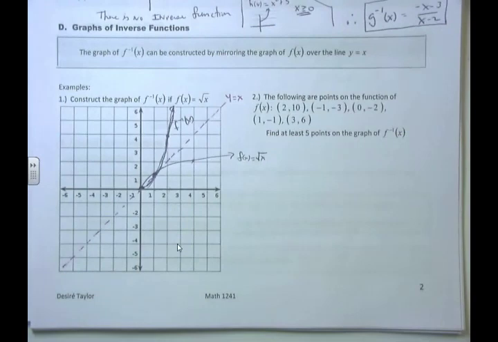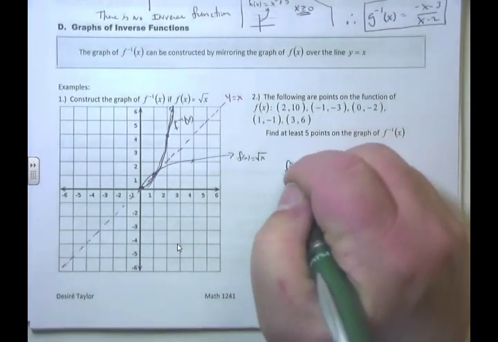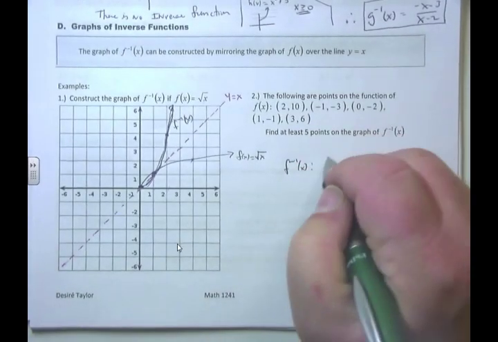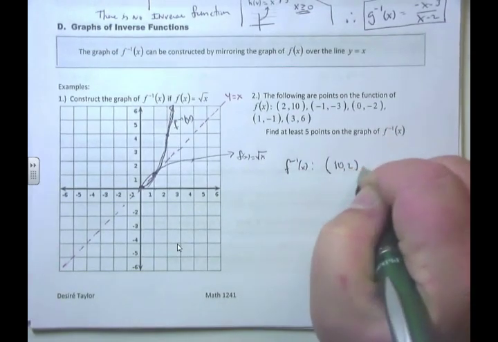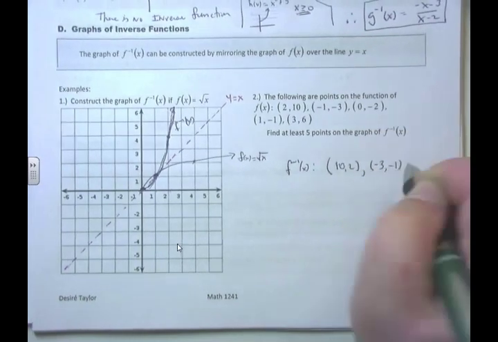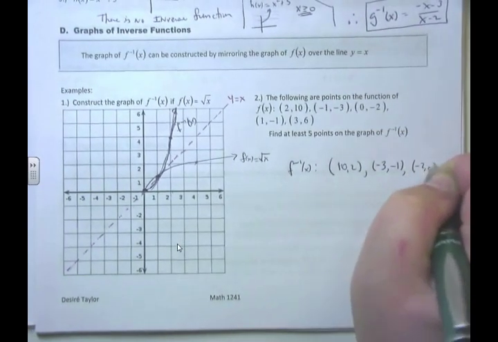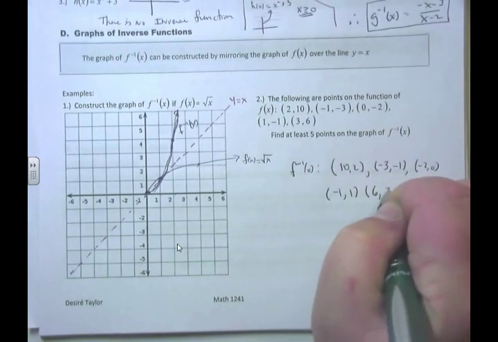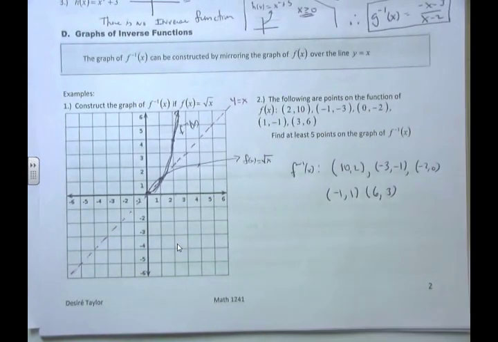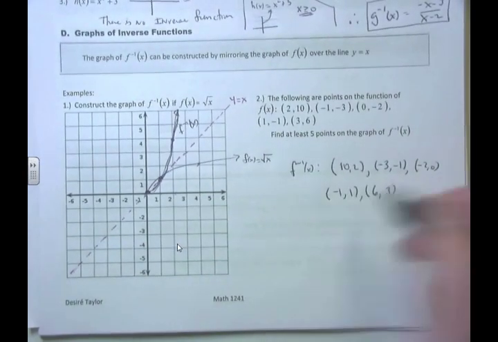Number 2, the following points of the function. I've got f being equal to the points 2, 10, negative 1, negative 3, 0, negative 2, 1, negative 1, 3, 6. Find the points of f inverse of x. What are they going to be? This is drumming home an idea. What's the first point going to be? 10, 2. Next point? Negative 3, negative 1. The next point? Negative 2, 0. The next point? Negative 1, 1. And the last point? 6, 3. All I did was switch the x and y coordinates.